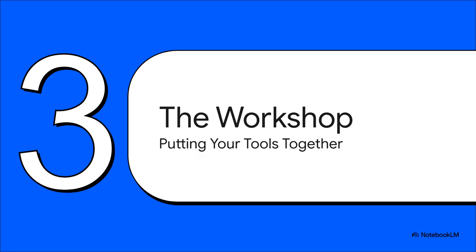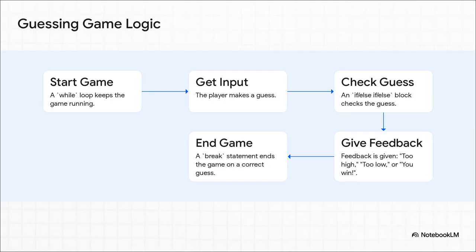Okay, so here's the really crucial part. We've talked about these two separate toolkits, right? Conditionals for making choices, and loops for doing things over and over. But their real power, their magic, happens when you start putting them together. That's when your programs go from simple scripts to something truly interactive. And this simple guessing game is the perfect example.